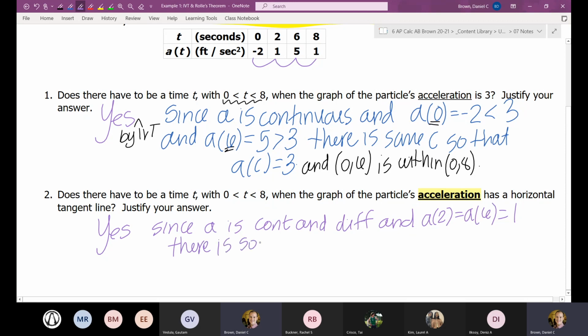there is some c in the interval. Let me not be complex. There's some c such that A prime of c is equal to 0. Say again. So A of 6. Oh, it's A of 8. A of 8, yeah, I get what you're saying. I'm like, what are you talking about? Yes, 8.